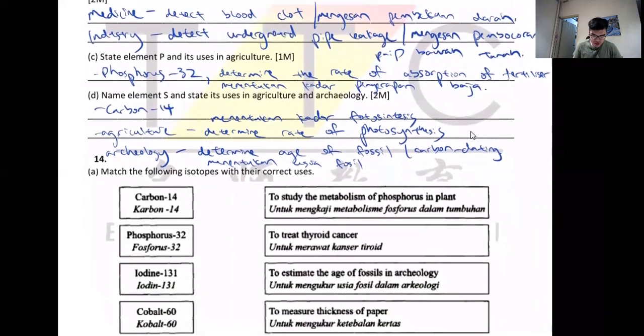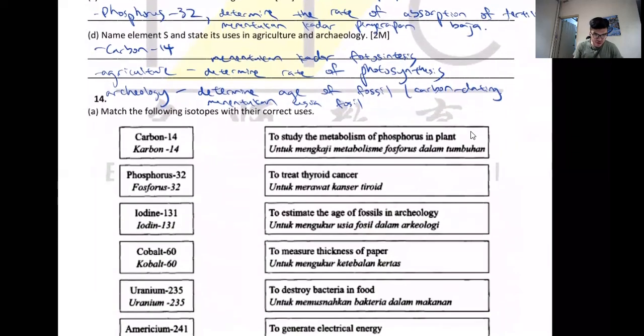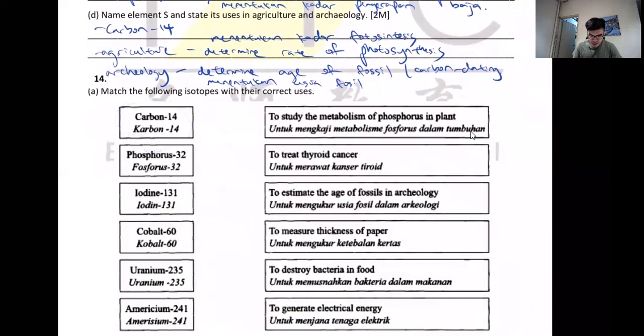Anyway, so let's look at A, question 14. This is like a very good summary for this chapter. So what's the function of carbon 14? Okay, this is to estimate the age of fossil. So how do they know when is Paleolithic, when is Mesolithic, when is Neolithic, when is Zaman Logam? They use carbon 14.